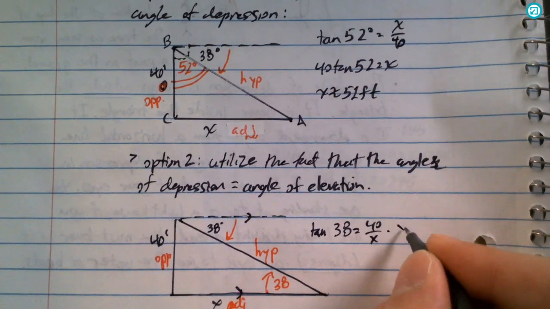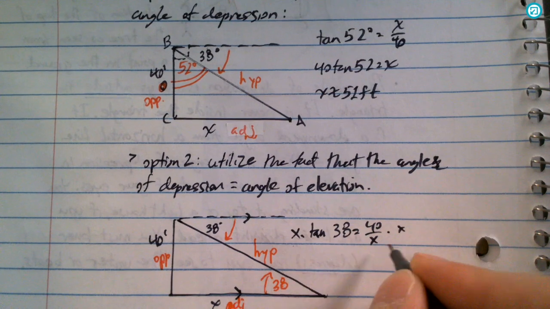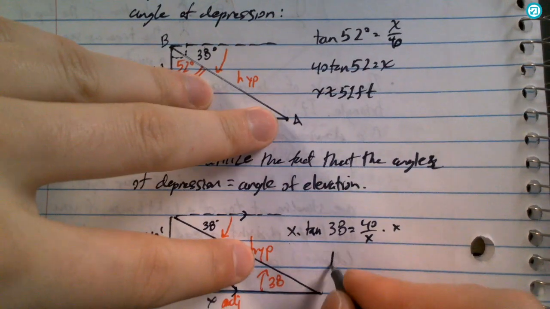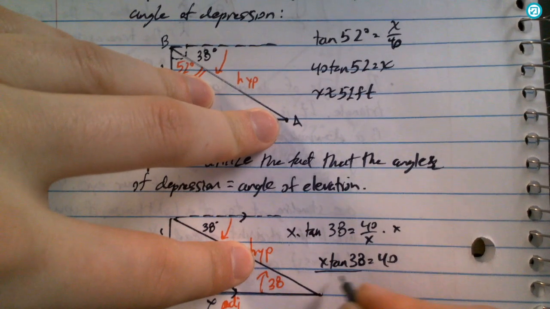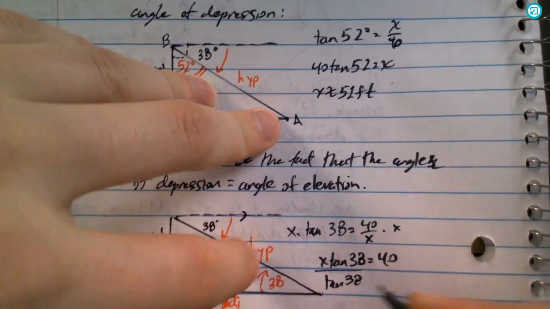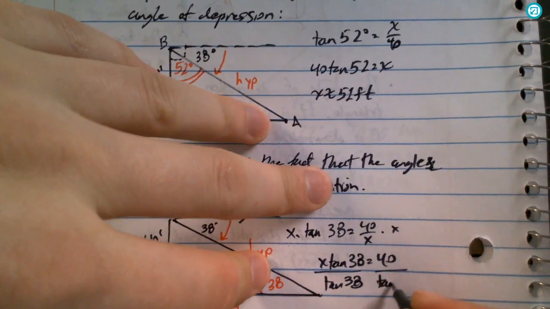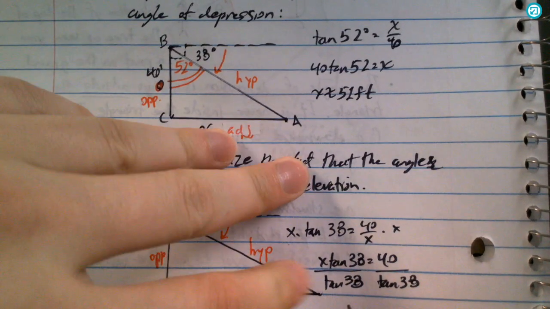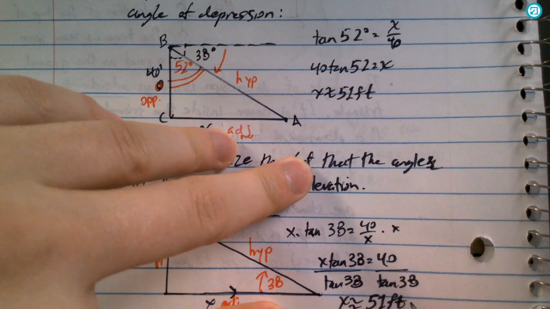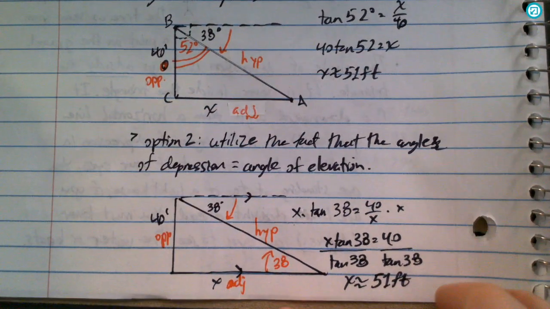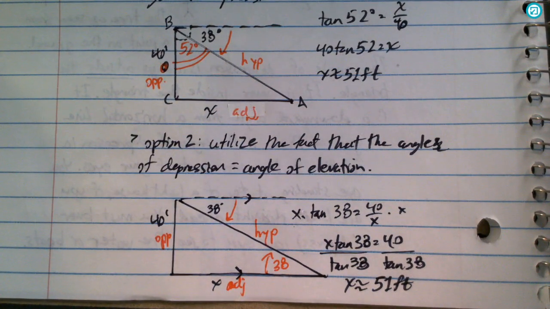But in this case, you'll have to multiply both sides by x and then divide by tangent of 38. So you're going to have x tan of 38 equals 40. Divide by the tangent of 38 from both sides. And you should get roughly x equals 51 feet. You should get the same answer. If you don't, something's wrong. Okay? And that's how you calculate angle of depression. Hopefully found that helpful.